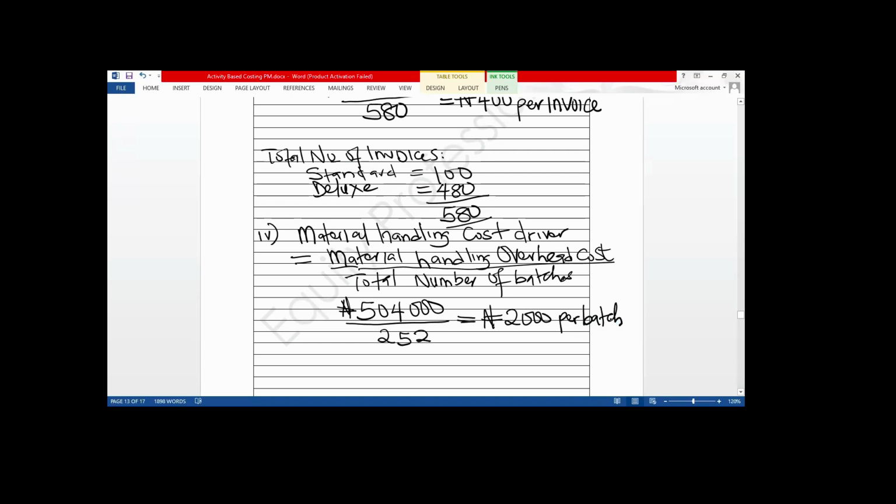The examiner says the cost driver for material handling is the number of batches. Is that clear, Oliver? Yes, clear, sir. Another 2,000 is per batch. All right. The last one is other overhead.